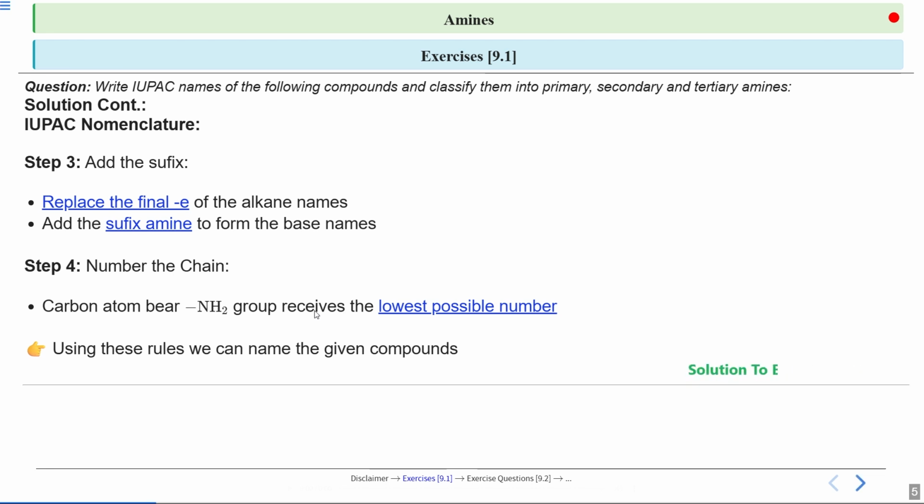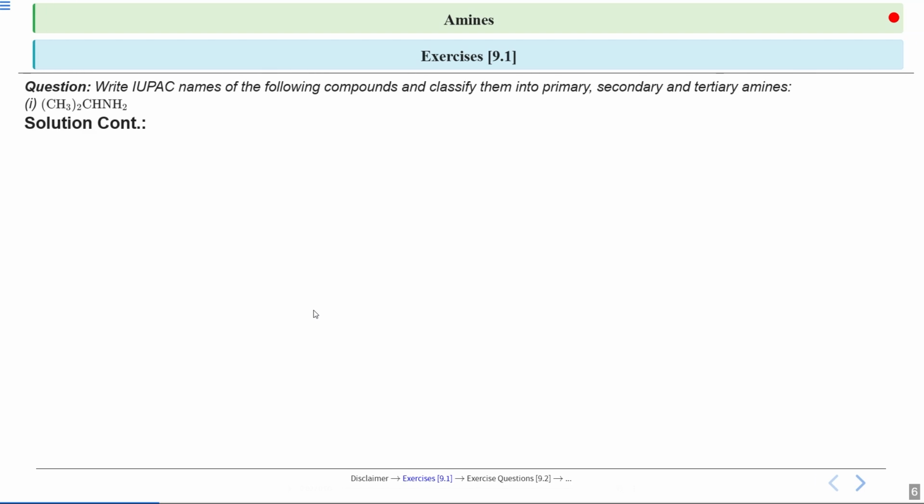Now let's start naming these compounds. First, we have CH3 whole twice, CHNH2. So if you look, this is the structure. To this carbon, an NH2 group is attached. This is the longest carbon chain, which has 3 carbon atoms, and we see that to the second carbon our NH2 group is attached. So I have done the numbering 1, 2, 3.